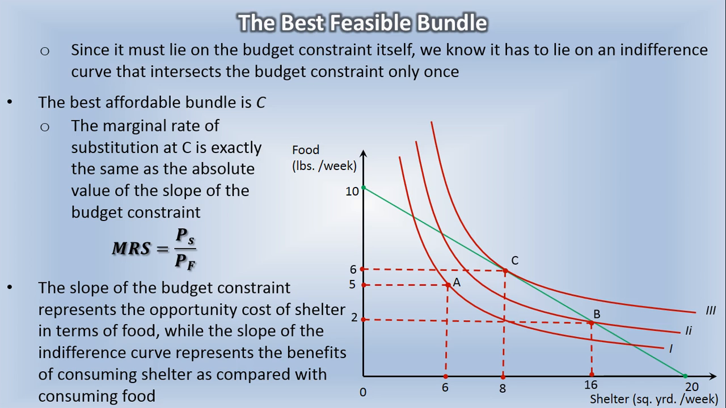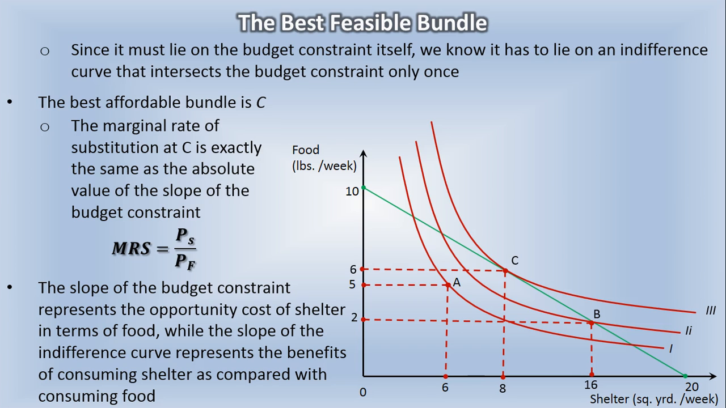The slope of the budget constraint represents the opportunity cost of shelter in terms of food, as we know, while the slope of the indifference curve represents the benefit of consuming shelter as compared with consuming food. So remember, the indifference curve represents preferences, and thus the slope of the indifference curve represents the subjective trade-off that the consumer has to make in terms of what she prefers when she's either increasing or decreasing how much she's consuming of one good versus another.